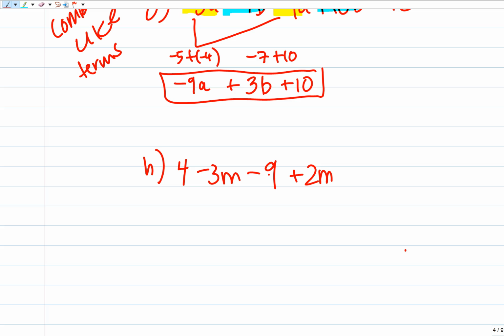What will combine with what? I heard the 4 with the 9. Those are both constants, right? What else?